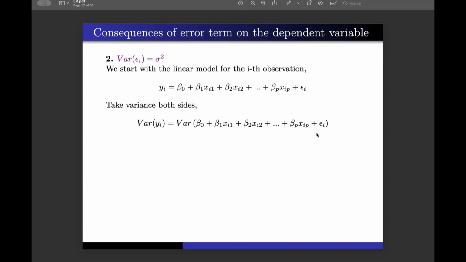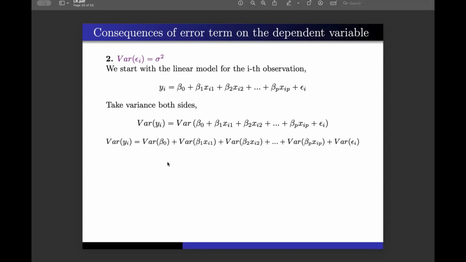So beta naught is a fixed quantity, beta 1 is an unknown fixed quantity, xi1 is a fixed quantity. So the multiplication of these two fixed quantities will also be a fixed quantity. Beta 2 xi2 is a fixed quantity, and so on and so forth. You would have beta p xip as a fixed quantity, and we get the variance of beta naught plus the variance of beta 1 xi1, and so on and so forth till the variance of beta p xip, plus the variance of ei on the right hand side. Now we use a property of variance: the variance of a fixed quantity is zero.